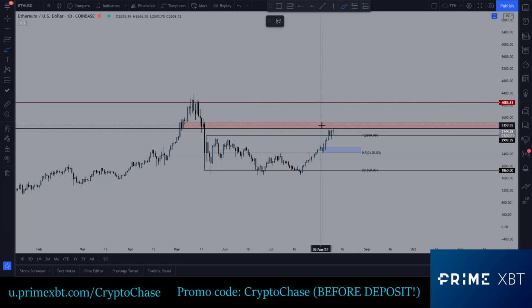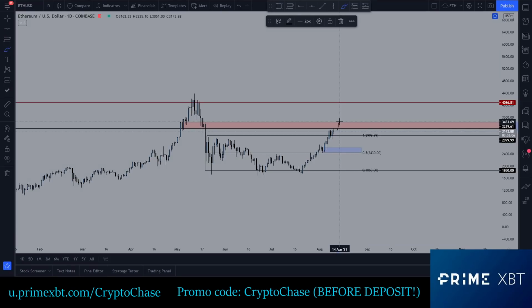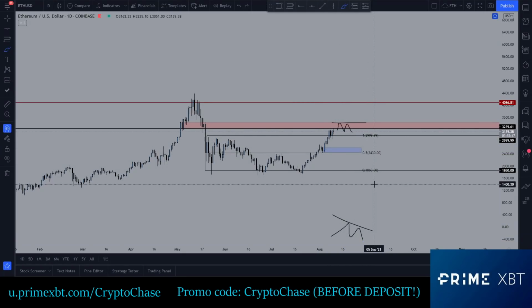I would not be surprised if we consolidate in here, eventually get a nice wick into here or something. People get super euphoric, probably reject, maybe one more test. That's where you look for your bearish divergence, right? You're making an equal price, but you're making a lower on the RSI, something like that. And that's probably a good short back until at least this low right here or into this support right here. And that's what I'll be doing for Ethereum.